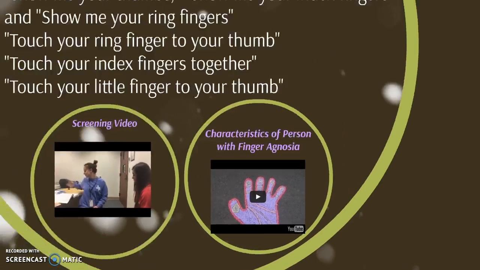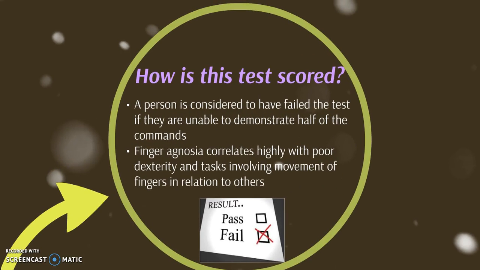Now we will talk about how this test is scored. A person is considered to have failed this test if they are unable to demonstrate half of the commands that are given by the therapist. Finger agnosia also correlates highly with poor dexterity and tasks involving movement of fingers in relation to others, which may be seen during this test.